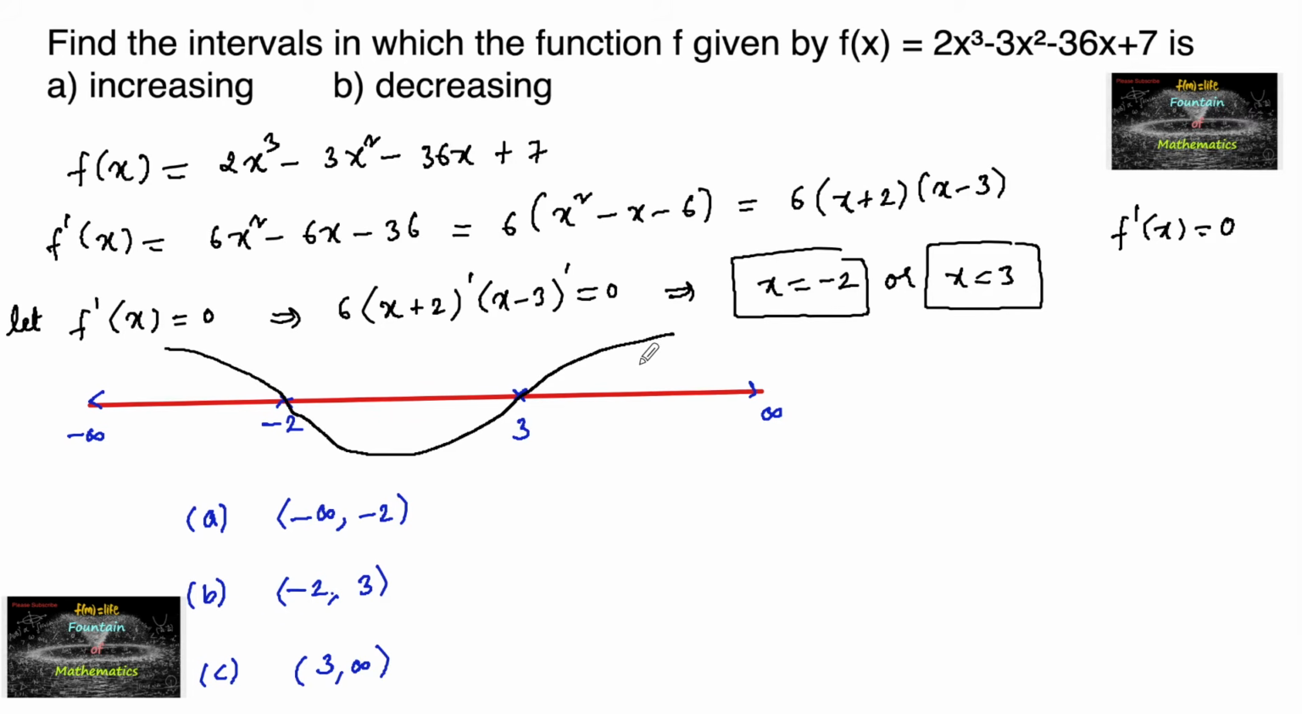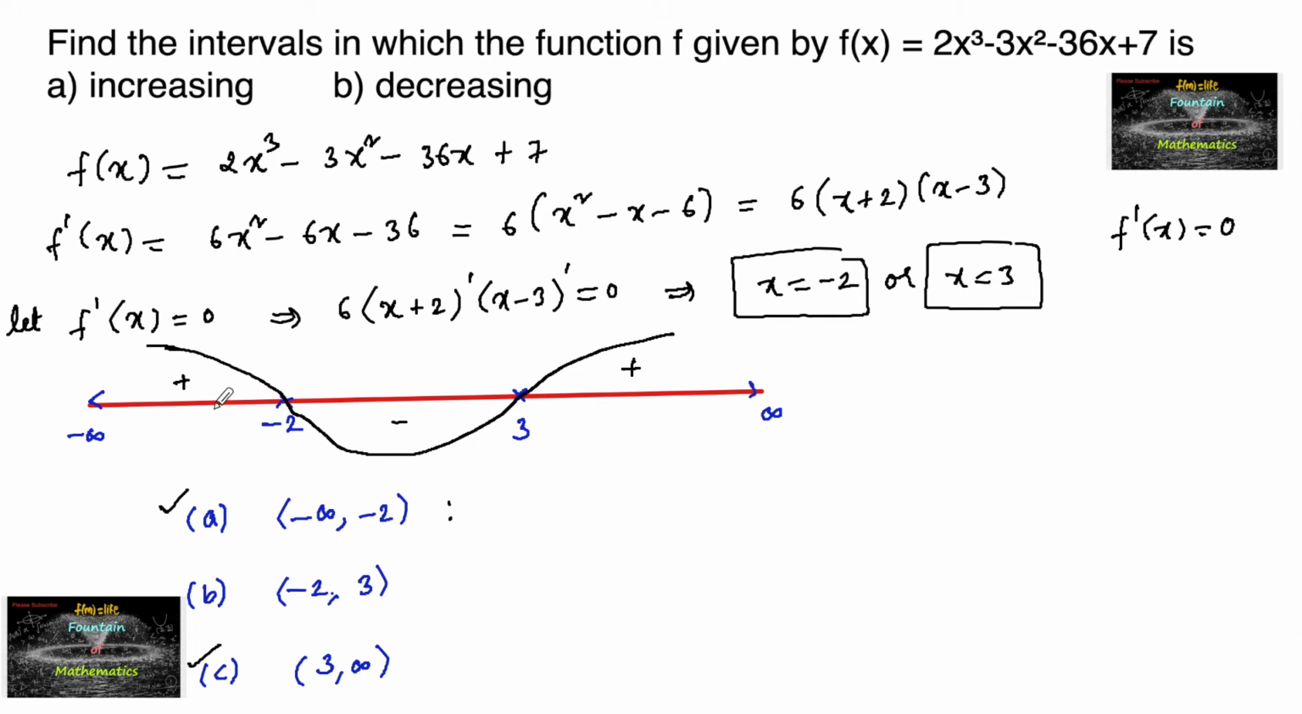So we can simply say that it is positive in 3 to infinity, in minus 2 to 3 it is negative, and again from minus infinity to minus 2 it is positive. By using the wavy curve method, we can say in minus infinity to minus 2 union 3 to infinity, the given function is increasing, and in minus 2 to 3 it is decreasing. That's it.